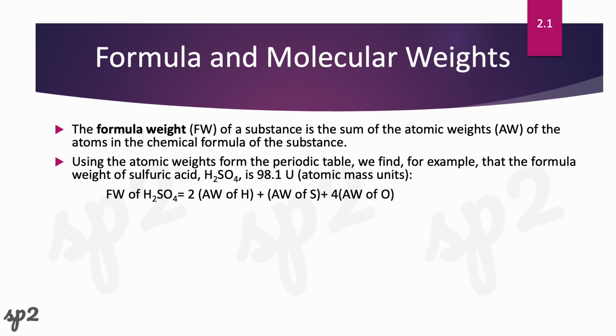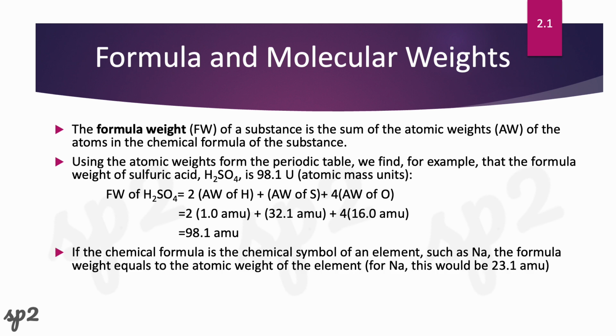You can use a periodic table to find out the atomic weights for all of these elements, which is going to be 1, 32.1, and 16 atomic mass units for hydrogen, sulfur, and oxygen, respectively. You can plug them all in here and sum them up, and that is going to be 98.1 AMU. Now keep that in mind.